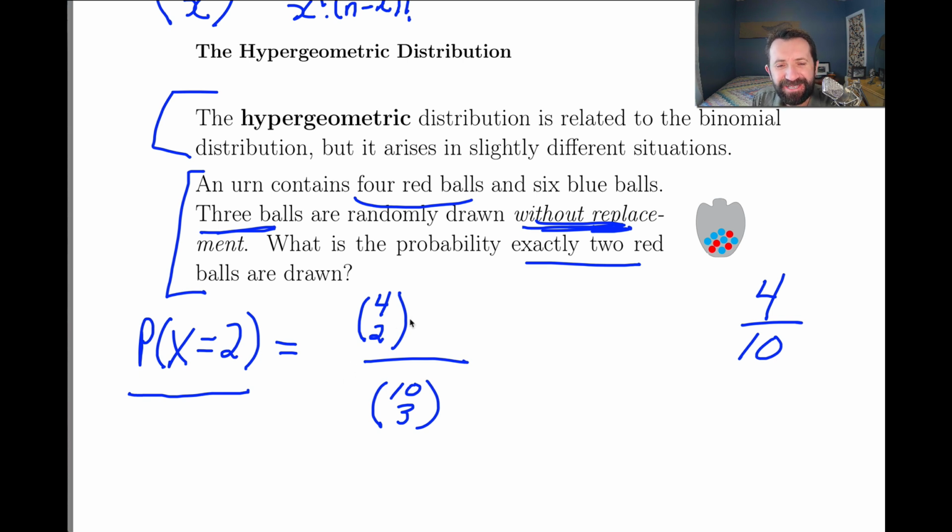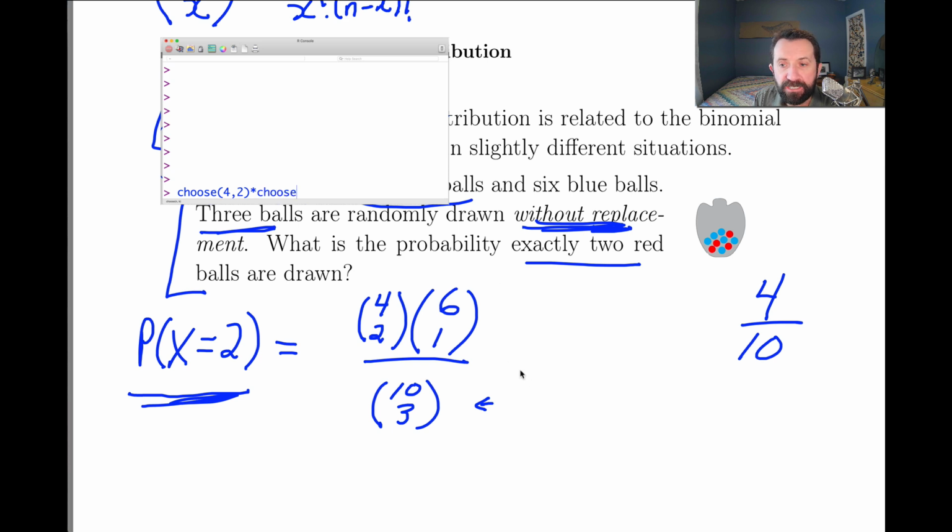Because this 10 choose 3 in the bottom is all the possible ways of picking 3 balls from 10. And this gives us the ways we can pick 2 red balls from the 4, but there's one ball missing that we have to account for. So if we want exactly 2 red balls, we have to pick 2 red balls, but also from the 6 blue, we have to pick 1. If we go through and do all of this, we're going to see that that's 0.30. There's a 30% chance of getting exactly 2 red balls in that draw.